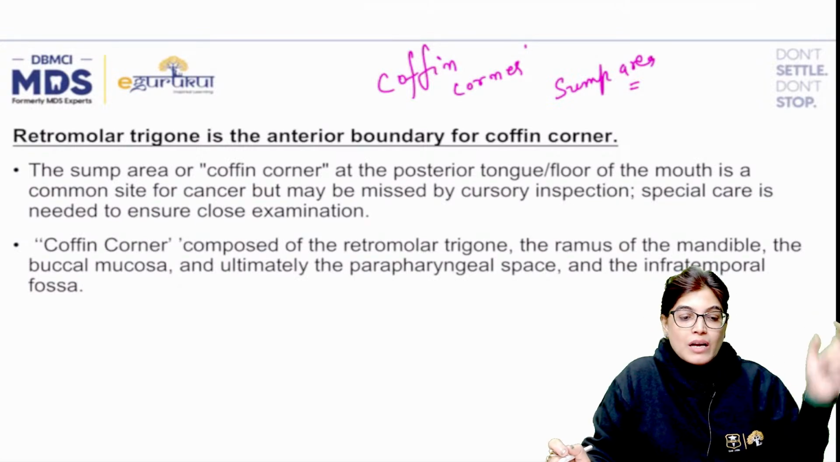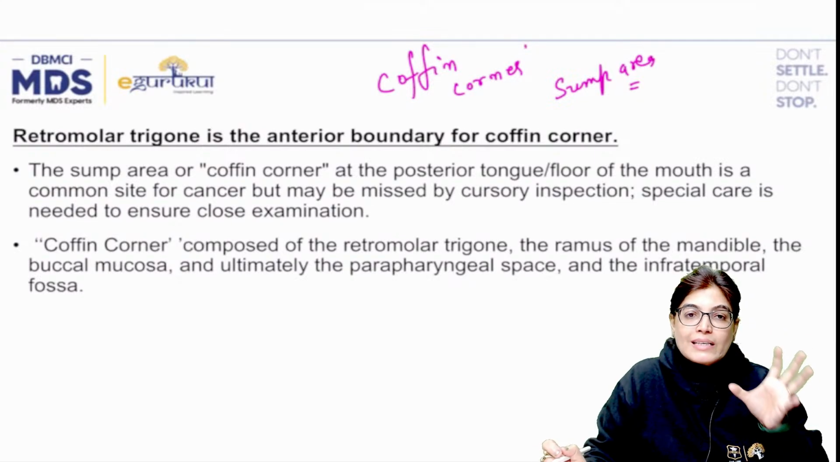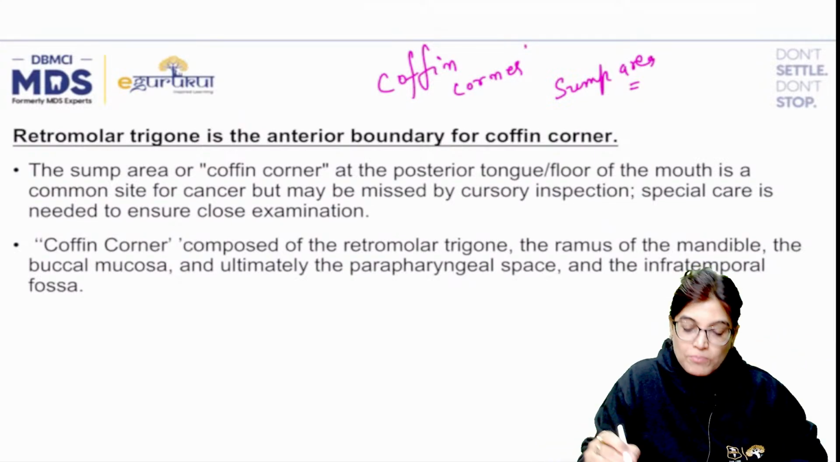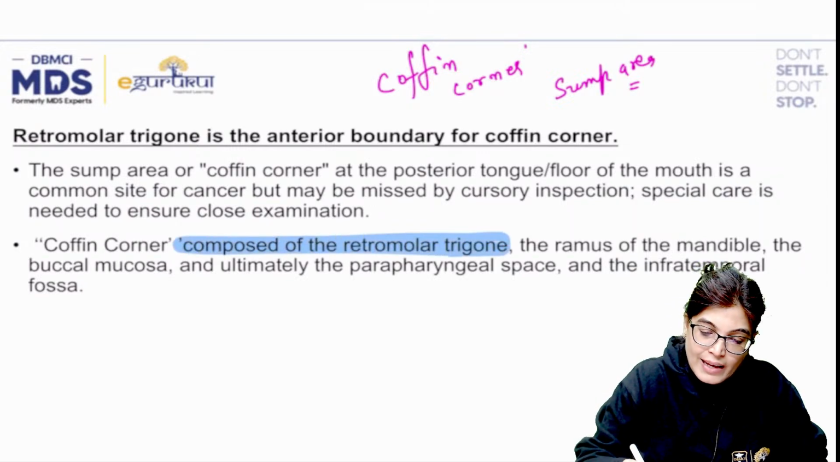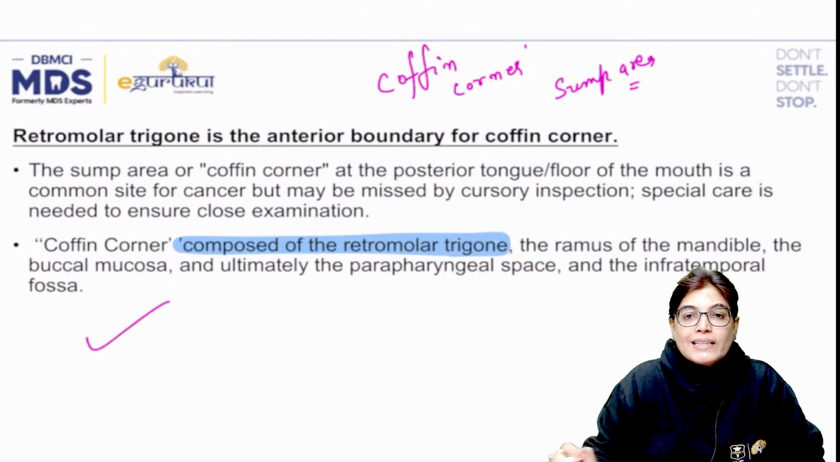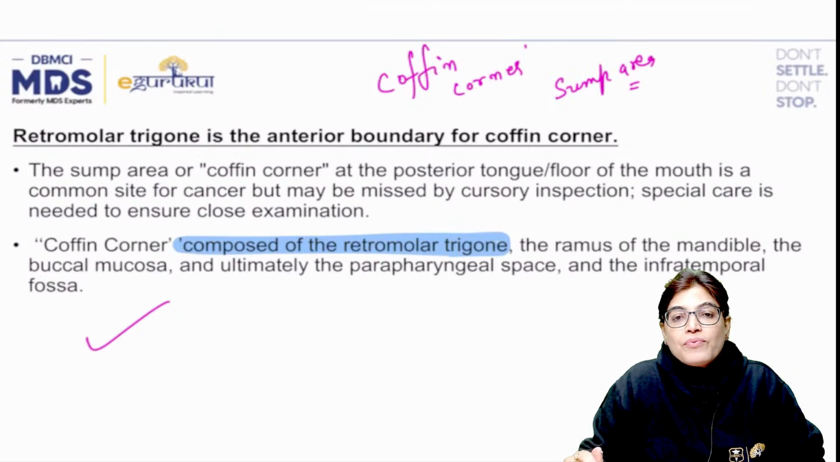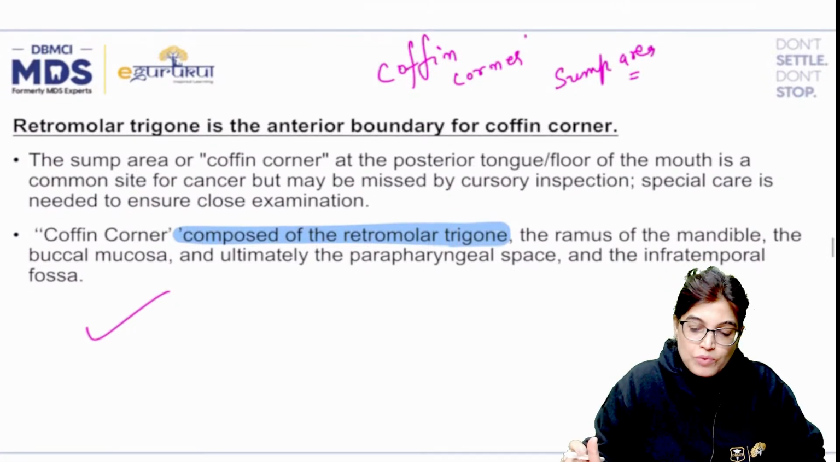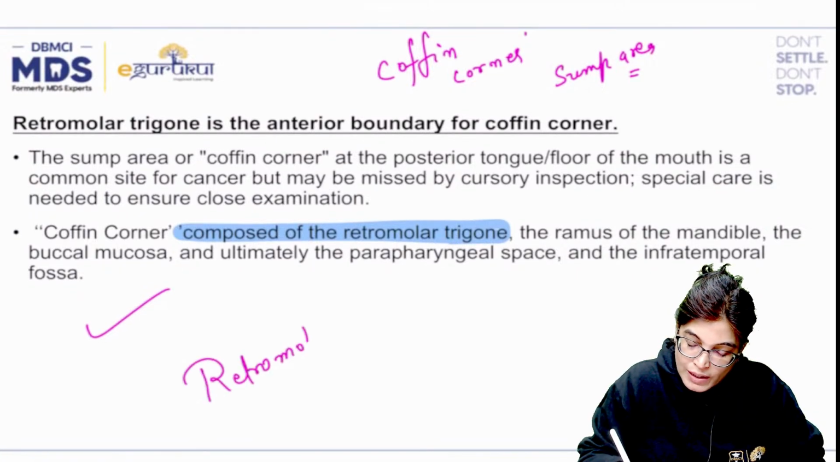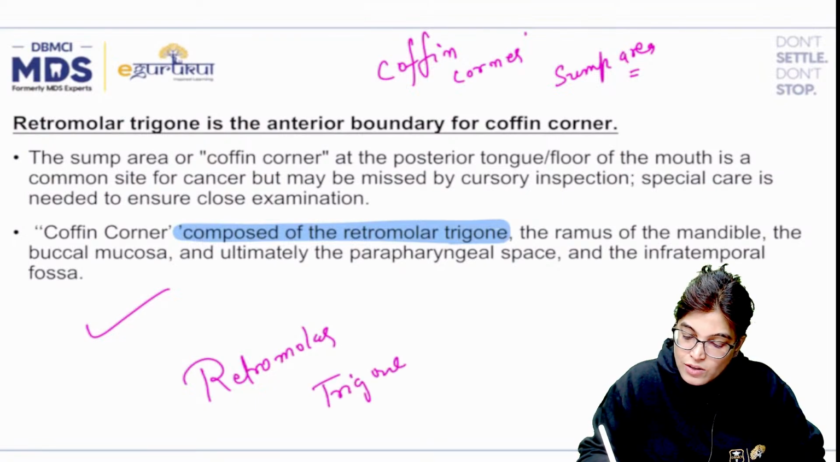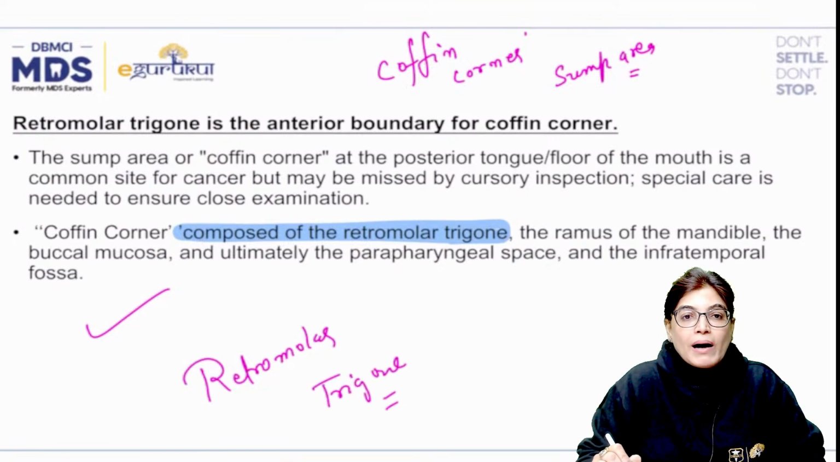So basically, if I am talking about the location, it is composed of retromolar trigone, and it is the exact area located in relation to ramus of mandible, buccal mucosa, parapharyngeal space, and the infratemporal fossa. So if I am talking about the boundary for retromolar trigone, this area is located in relation to ramus of mandible, buccal mucosa, parapharyngeal space, and the infratemporal fossa.